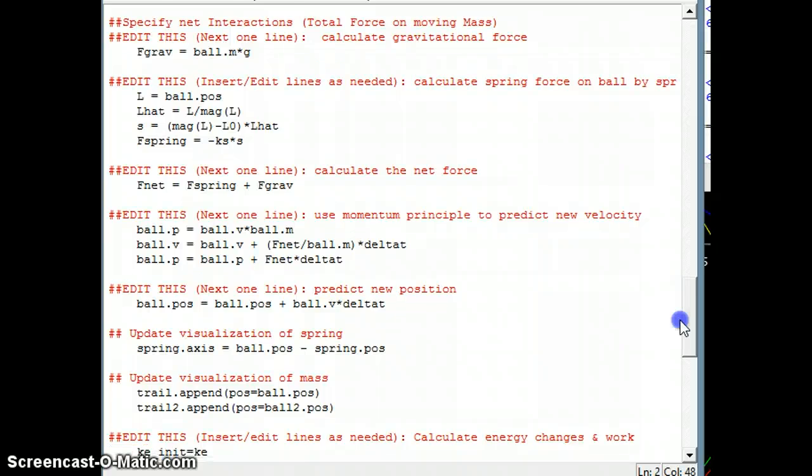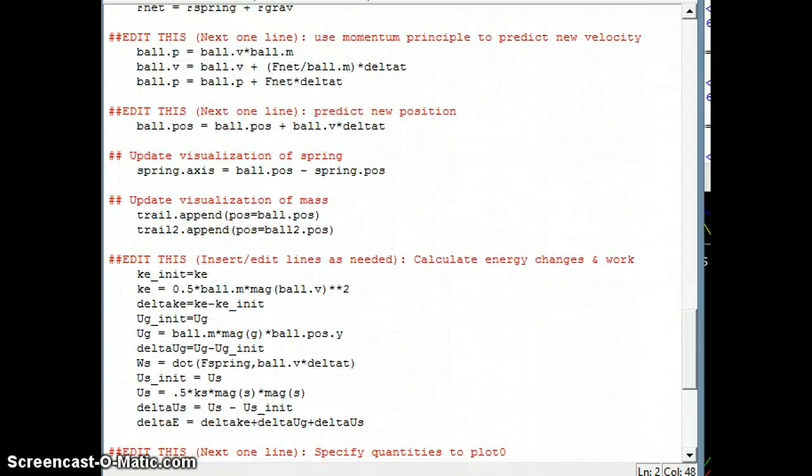The energy principle is also exhibited in this lab, and it tells us that the change in energy of the system is equal to the work done by the surroundings. Because our system is the ball, the spring, and gravity, and our surroundings is essentially nothing, we can say that the change in energy of the system is equal to 0.